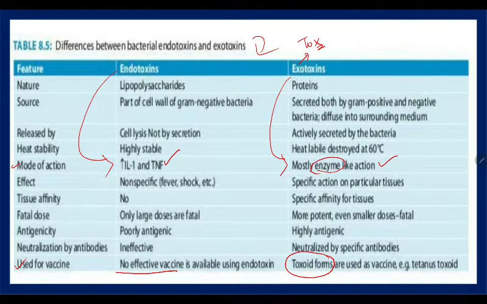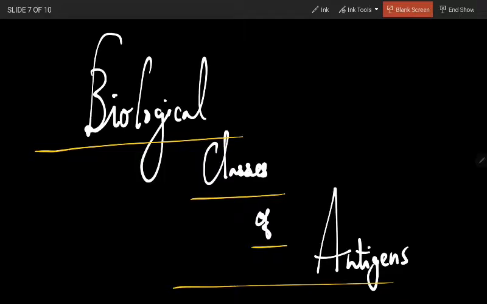The rest of the things we have discussed. Like exotoxin is a protein, we know. Because it is a protein, it can be destroyed; proteolysis can be done at higher temperature. So there will be heat labile nature of this exotoxin. Now we'll move on to the biological classes of antigens.